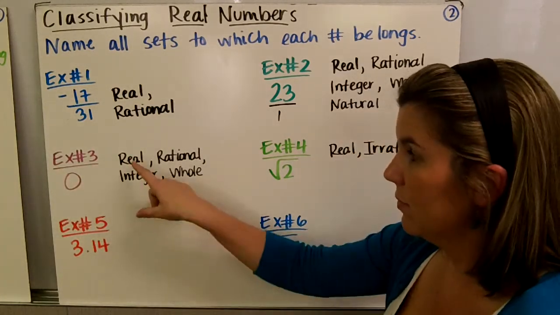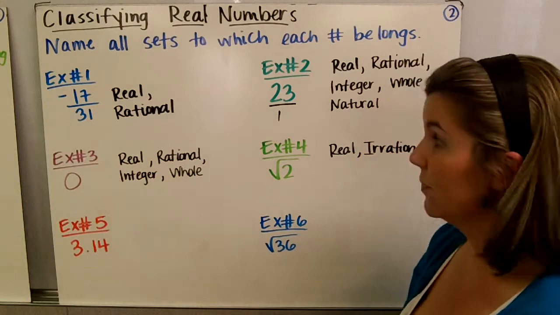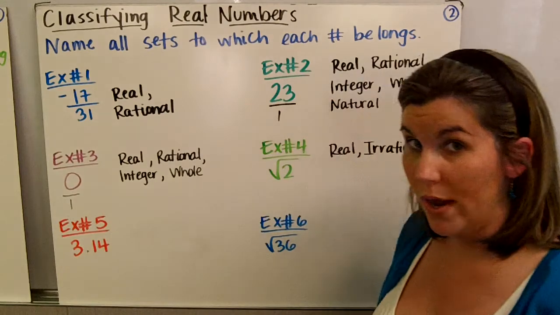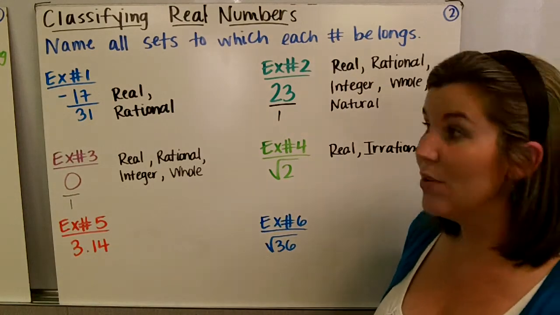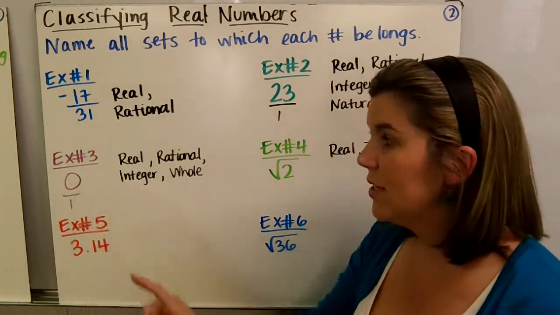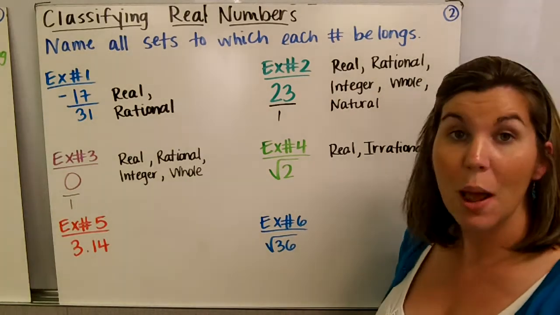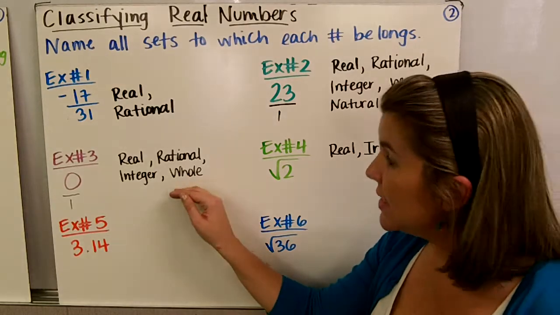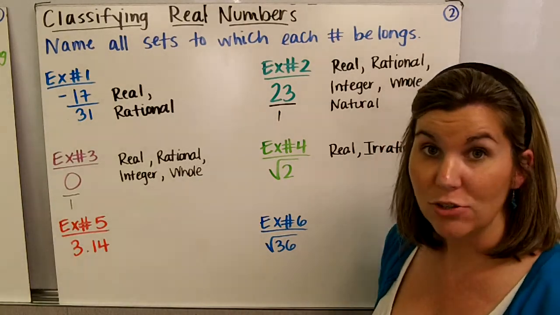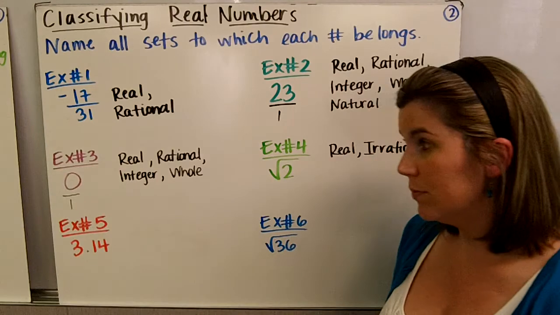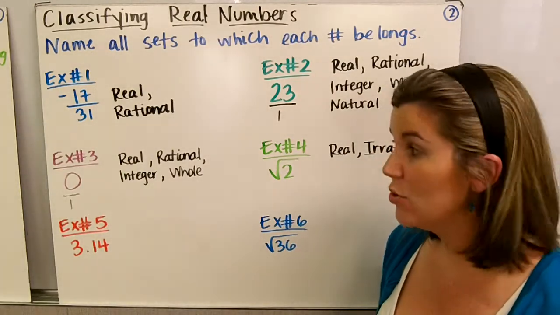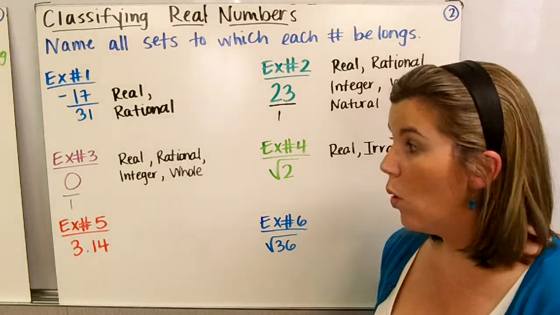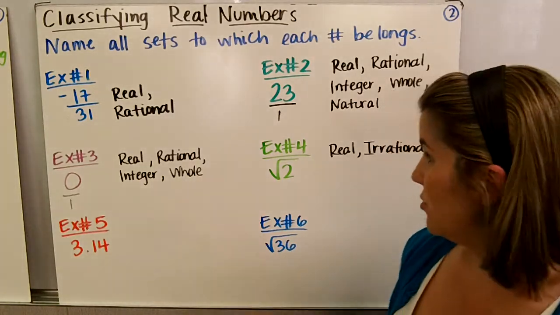Example number 3, 0. 0 is real. It is also rational. You can still put 0 over 1. 0 divided by 1 is 0. 0 is an integer. Remember the integer's definition, positive and negative whole numbers and 0. It is a whole number. All the natural numbers plus 0. However, it is not natural. When we count, we don't start with 0, we start with 1. So it's not a natural number.